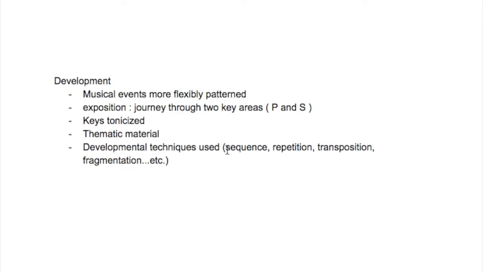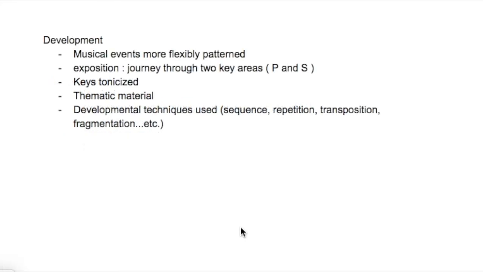So in one sonata, maybe we saw repetition, maybe we saw fragmentation of earlier material and sequence of that. And in another sonata, maybe we don't see any of that. We really just saw the entire primary theme being brought back, but in a different key. That's possible as well. So all these items, the number of keys being tonicized, the thematic material being used, and the developmental techniques being used in the development section can be quite different from one sonata to another.